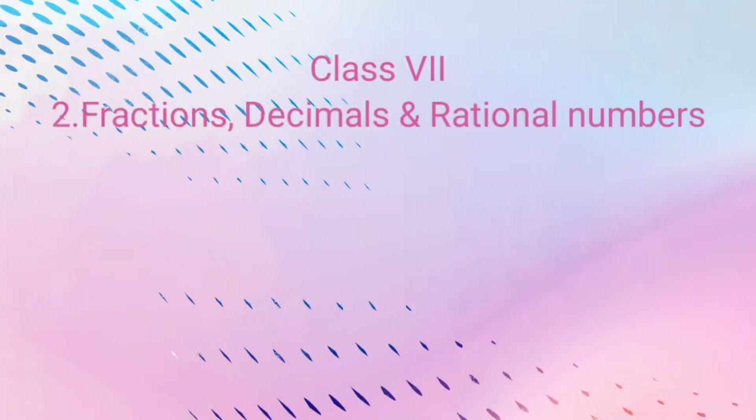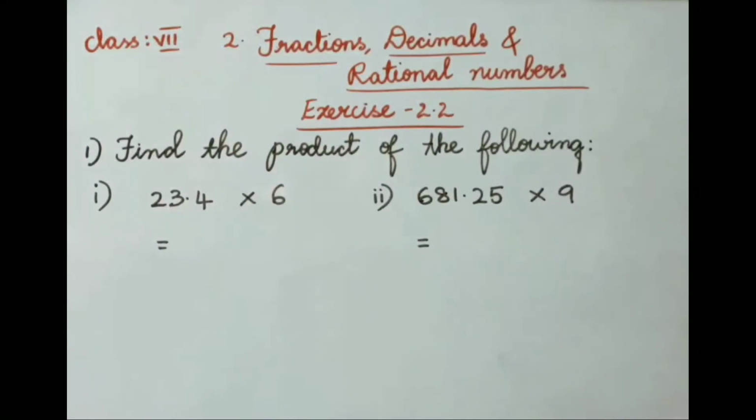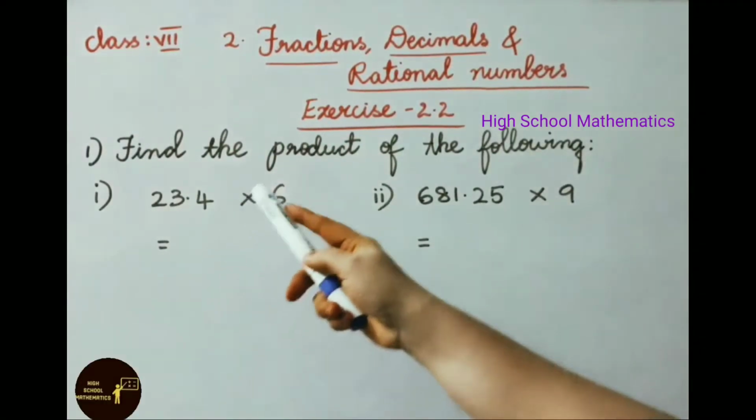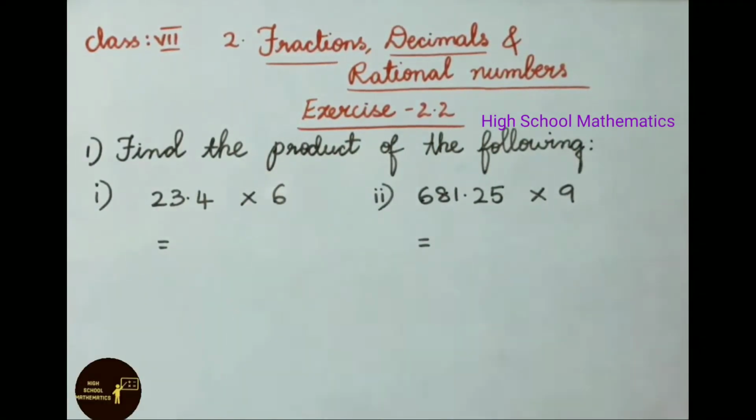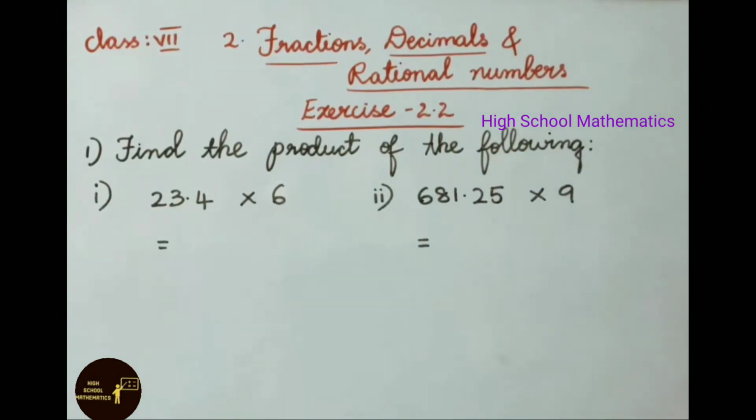Today we are going to learn Class 7 Chapter 2 Fractions, Decimals and Rational Numbers Exercise 2.2. See now first sum, find the product of the following. The first one is 23.4 multiplied by 6. Now let us multiply them.